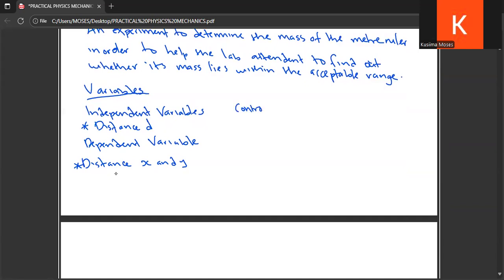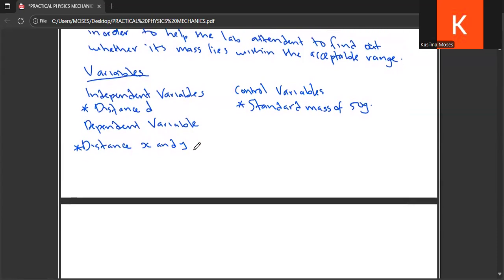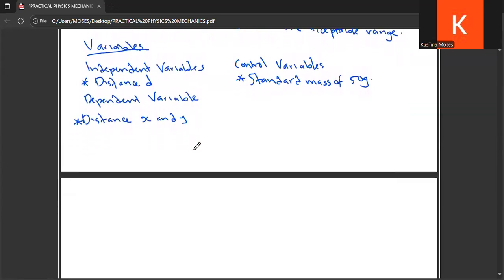For this case, we shall not have a direct variable, so we shall move on to control variable. Now, a control variable is a fixed variable. Its value can change, but in this experiment, we are making it constant. For this case, we shall say standard mass of 50 grams. So those are our variables now.